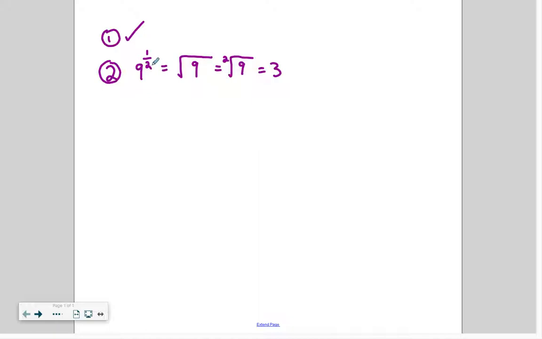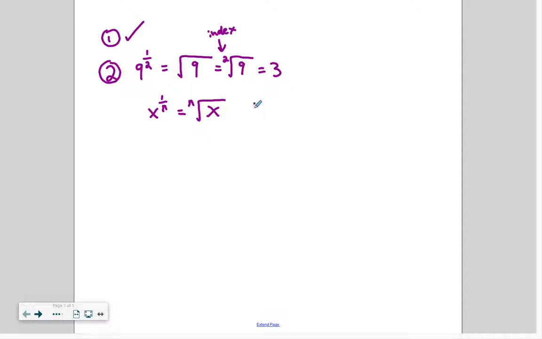The important thing here is that whatever's in the denominator ends up being what's called the index. This is the index of the root. The general case rule is x to the 1 over n is equal to the nth root of x. And the most important thing here is you being able to know what question that asks.